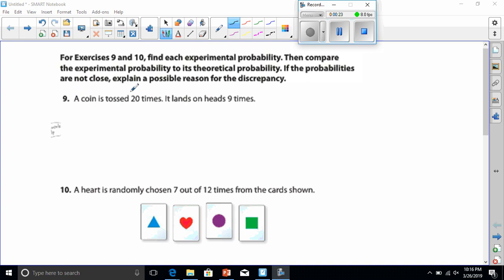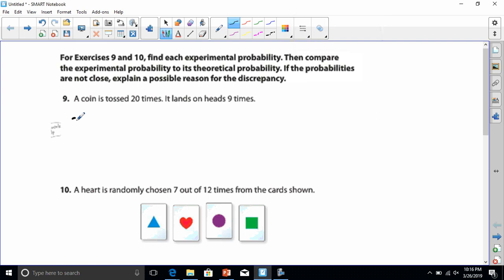A coin is tossed 20 times, it lands on heads 9 times. Well, theoretically, if I'm talking theory, if I toss a coin 20 times, since I know that I have a 1/2 chance, heads or tails, of landing on heads, and 20, then that means I should theoretically land on heads 10 times.